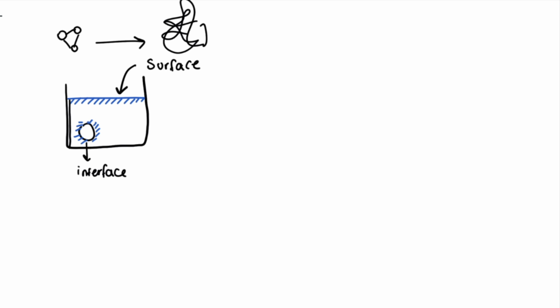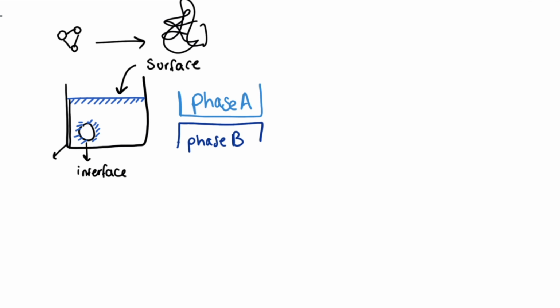However, an interface isn't always just one layer thick. So let's take another drawing. If we have an A phase and a B phase, the interface between them has different properties than the A and the B. Understanding these properties helps us understand pharmaceutical dispersions like suspensions, emulsions, and colloids.